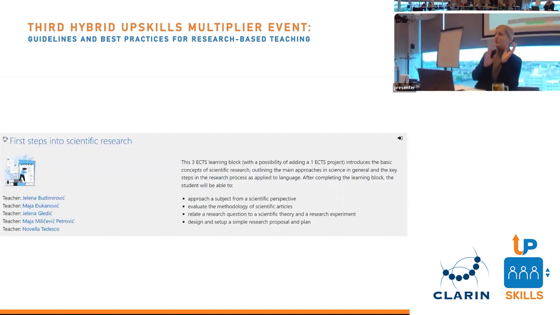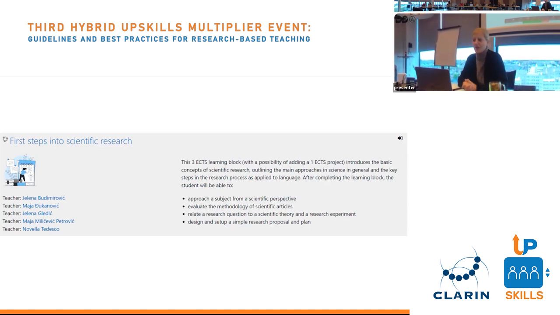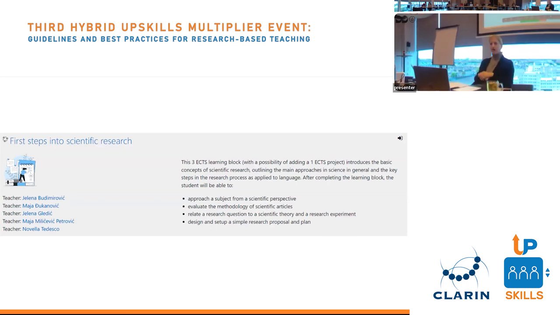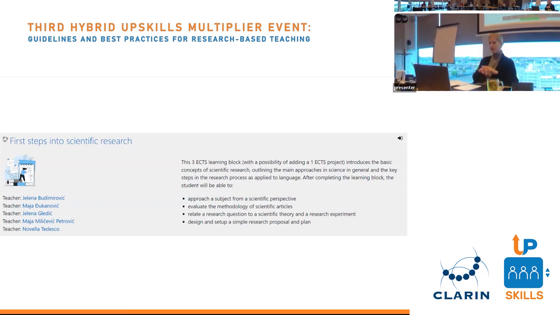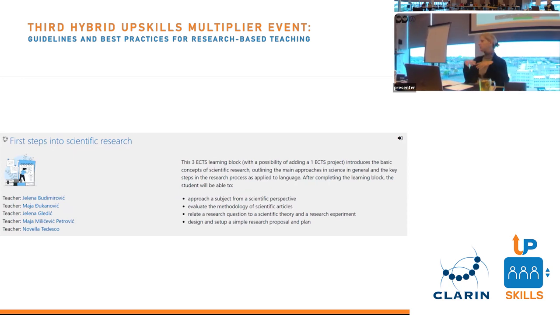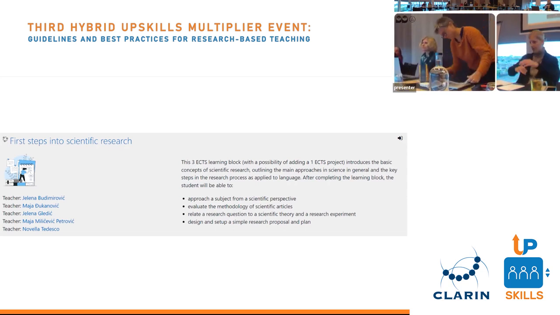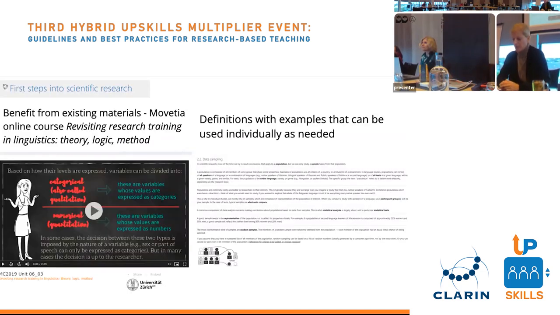Okay, from the introduction to the materials, I'm going to start with the first learning block. This is a snapshot of our Moodle. It's all on a Moodle that we will open up. And I will briefly present the first steps into scientific research block. The total is 3 ECTS. That means that several parts, of course, can be taken. You don't have to take the full block, but this is just to get a sense of how big the project is. And you have the learning outcomes defined at the beginning of this learning block.